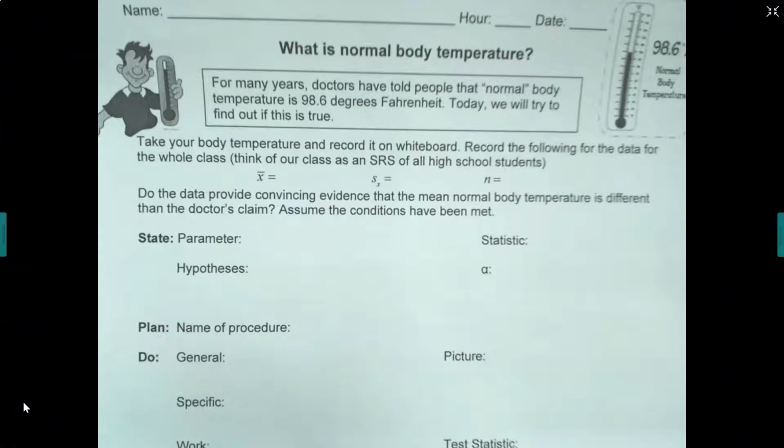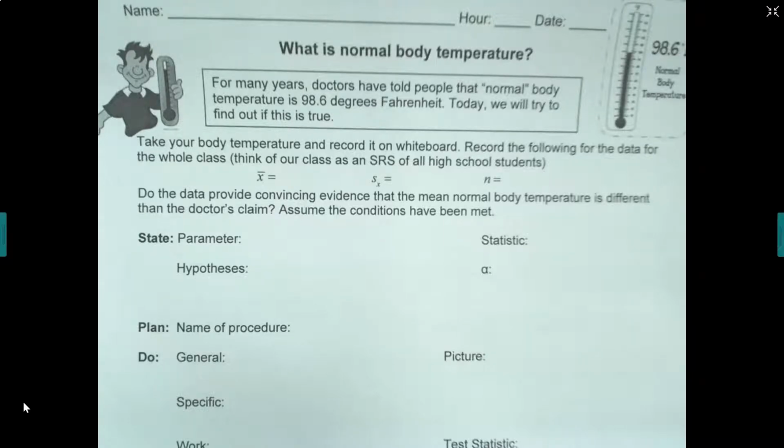Welcome to this video on a significance test for a mean. By the end of this video, you should be able to perform the four-step process for a significance test about a population mean and understand the connection between confidence intervals and a significance test.